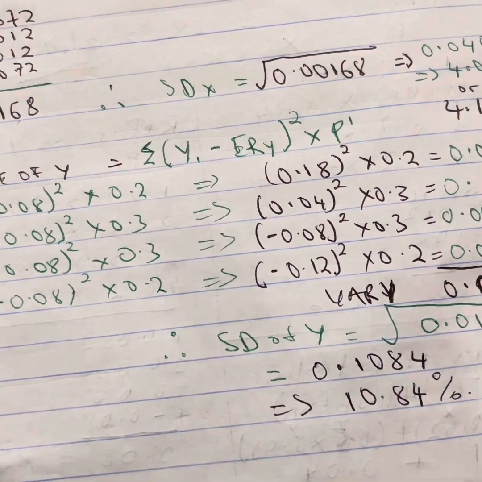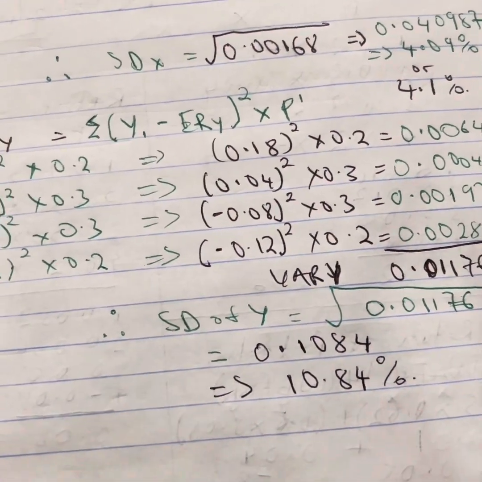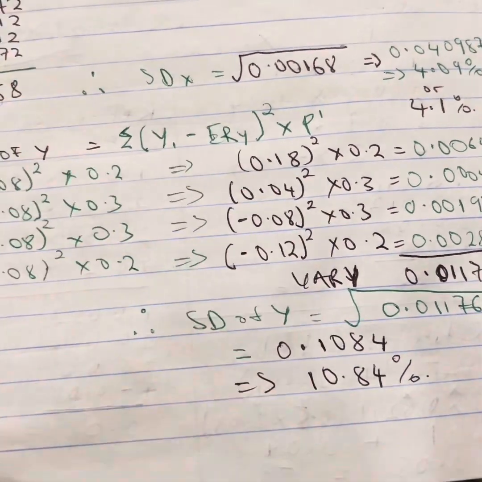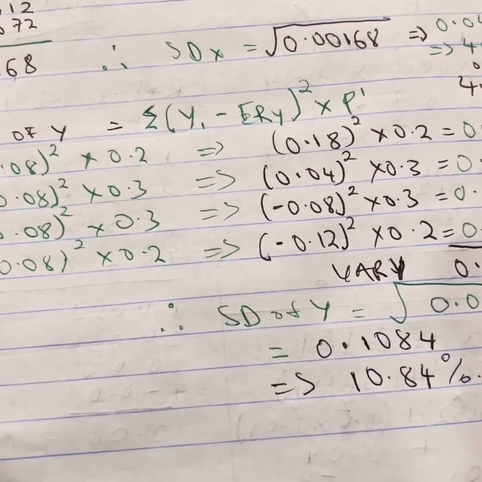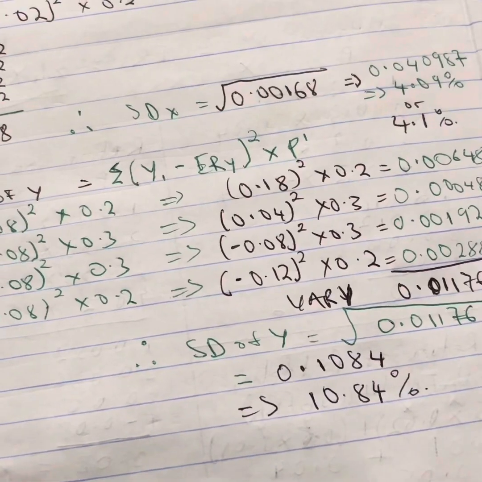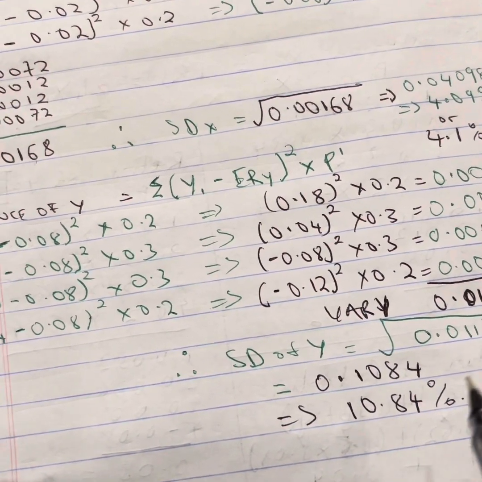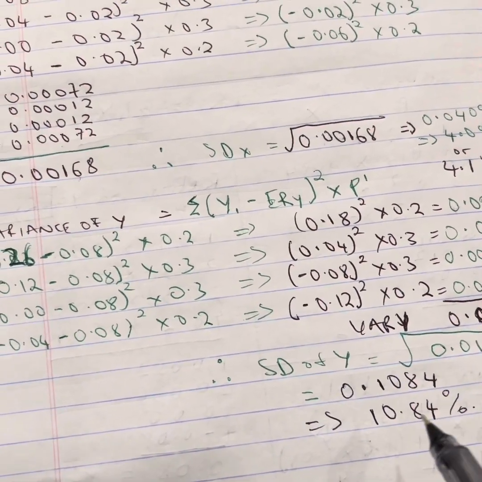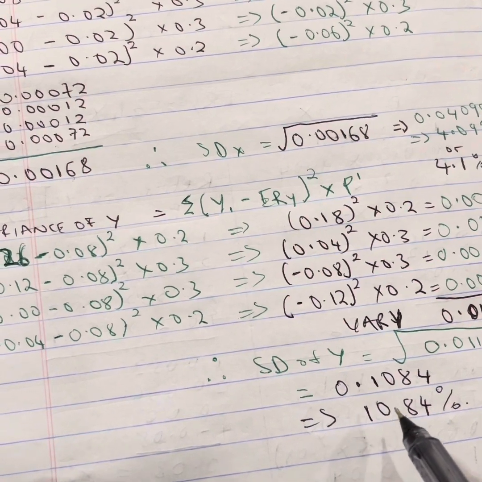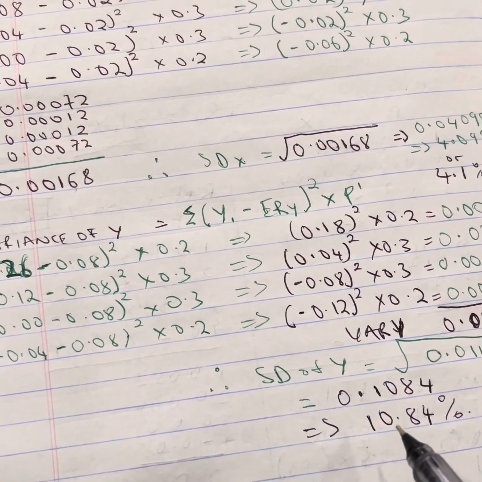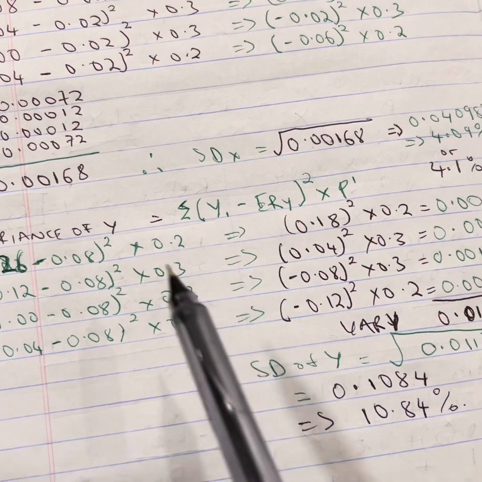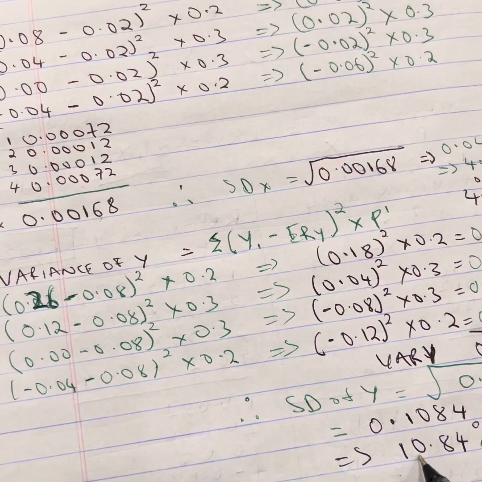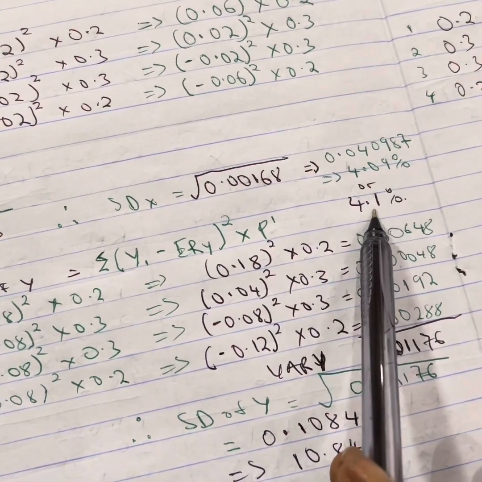Now, in calculating the standard deviation, we always leave the answer in percentage. Standard deviation, remember, is a measurement of risk. So the question tells you to calculate the standard deviation of each asset and find out which asset is riskier. The higher the standard deviation, the riskier the asset is. So we can deduce that the Y stock or Y asset is more risky because it has a higher standard deviation as compared to that of X.